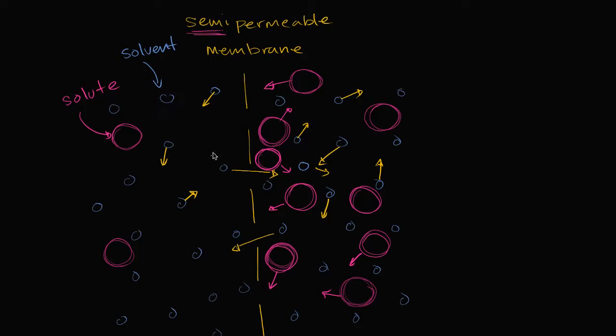And so we have a net migration of the water molecules from this solution that has a low solute concentration to one that has a higher solute concentration. And this phenomenon we call osmosis. We call this osmosis. And there's other arguments for osmosis, and it's something that we've observed many, many times.